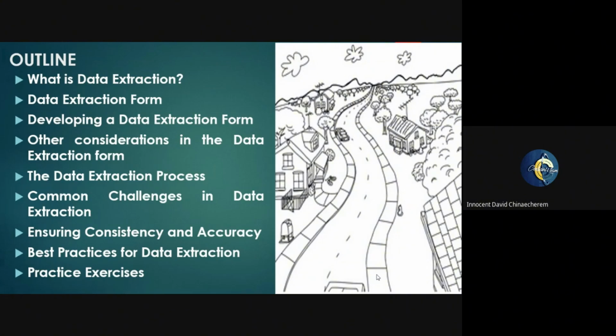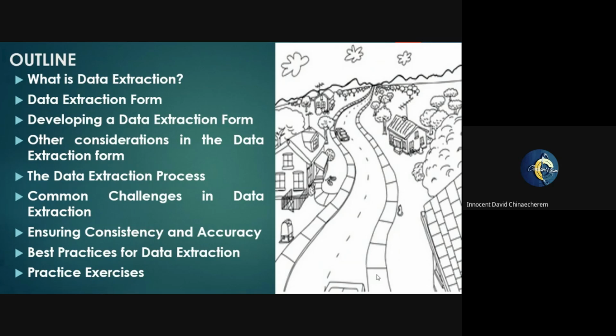Then we'll understand what the data extraction form is. How can you develop a data extraction form for a systematic review? What are other considerations that you need to highlight in the data extraction form? Because technically, for you to have your systematic review well detailed and well written, there are basic elements that are very important for you to extract from the papers, and that is where your data extraction comes in.